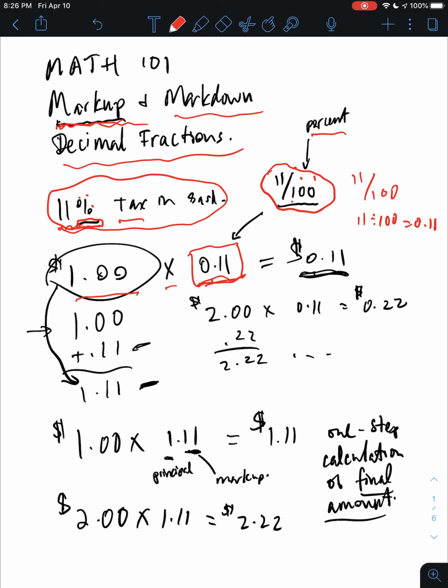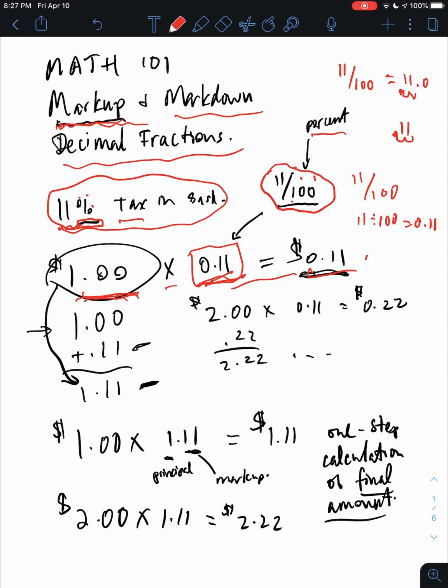Or dividing by 100 is just moving a decimal point 2 places to the left. So percentage is very simple. I just take my number and I move the decimal point, and I get 0.11. All right, so those are a couple ways of converting a percent into a decimal. All right, now I multiply, use my calculator, 1.00 or $1 times 11% gives me 11 cents. And that's how much tax I pay.